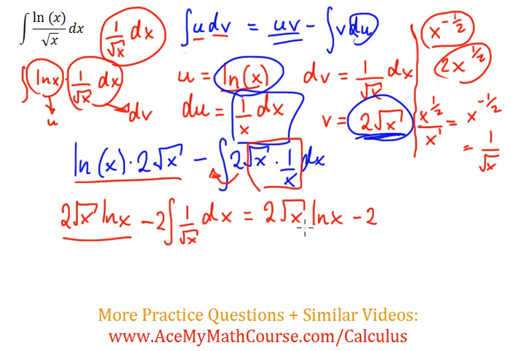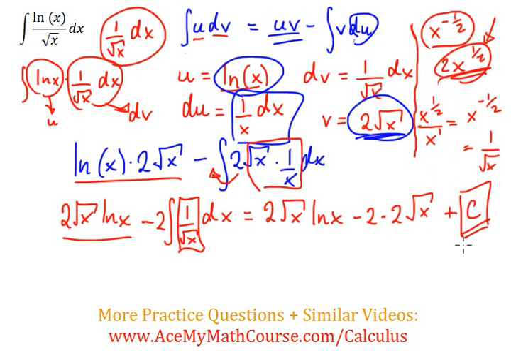And I get 2 times, now what is the integral of 1 over root x? Well, we had already found that over here. It's just 2 times x to the half. So it's actually just 2 root x. And then, of course, we need to add a constant, since this is an indefinite integral. And that's it, we're done. This is going to be 2 root x ln x minus 4 root x plus c. And that's it.